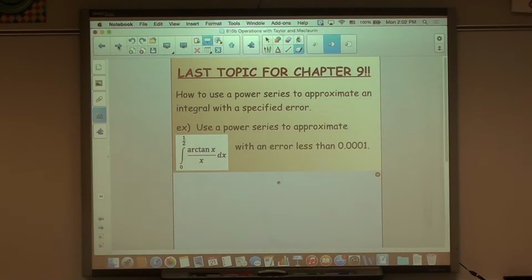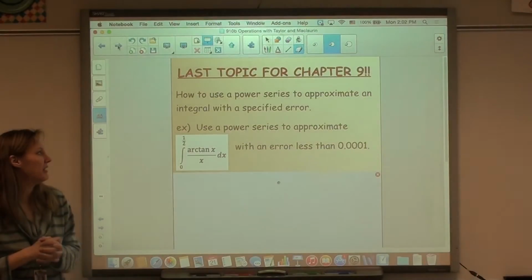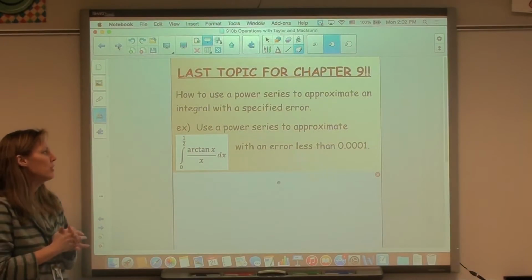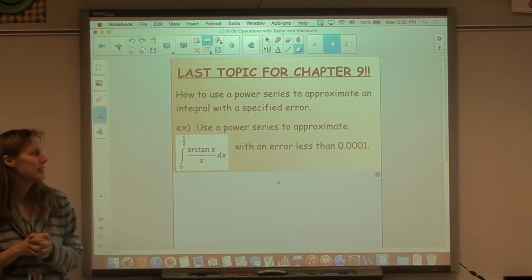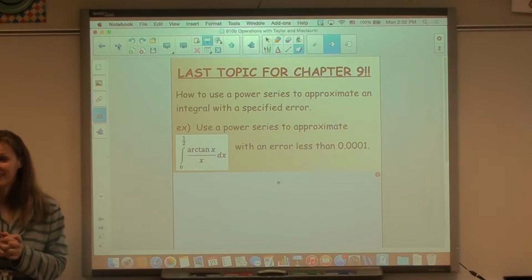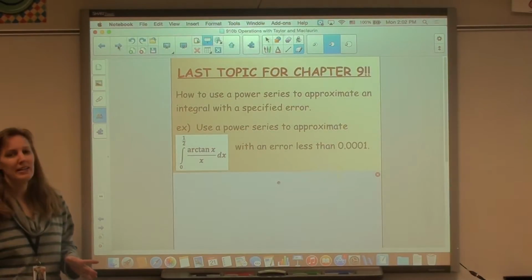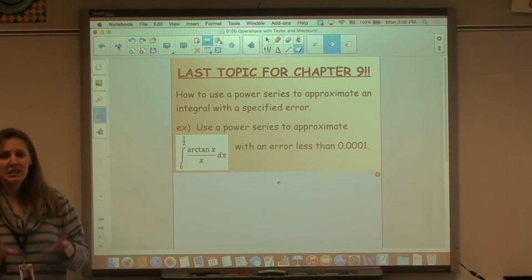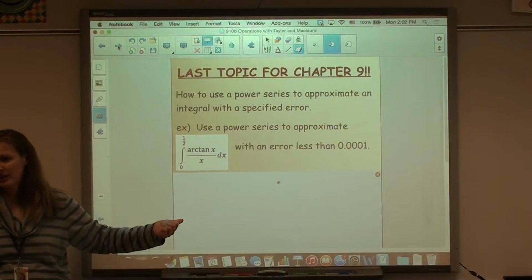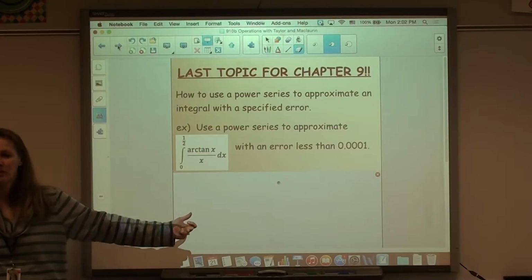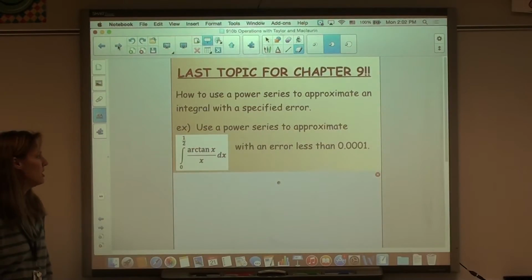Okay, so, alright, last topic, how to use power series to approximate an integral with a specified error. We're gonna use power series to approximate the integral of arctan x over x with an error less than 0.0001. The first thing we need is a series to represent arctan x over x. Then we're going to integrate it, and then we're going to use our error methods for finding our approximation.